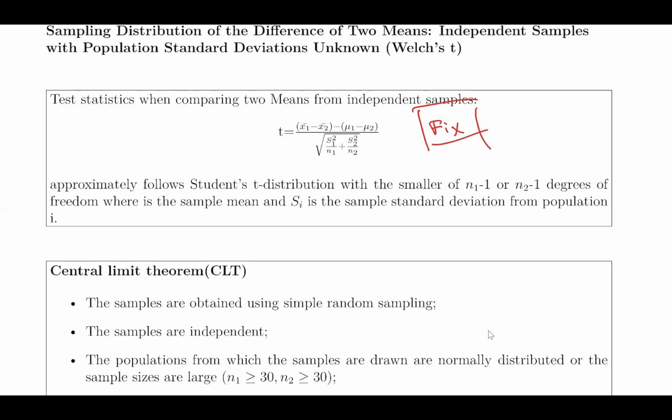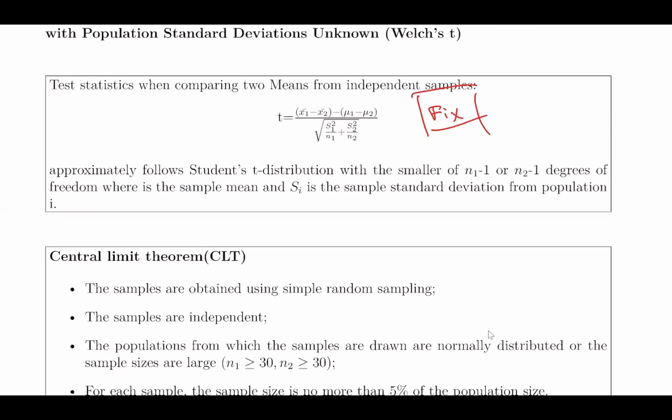Since we have two populations that we're comparing versus each other, we're not going to know the population standard deviation. We're always only going to have the sample standard deviation. So for this one, just know it's always going to be a t distribution. All right, so let's check out the central limit theorem for this one.